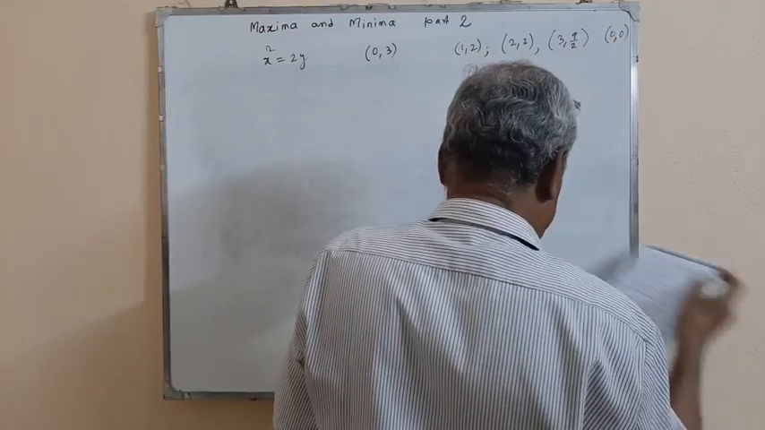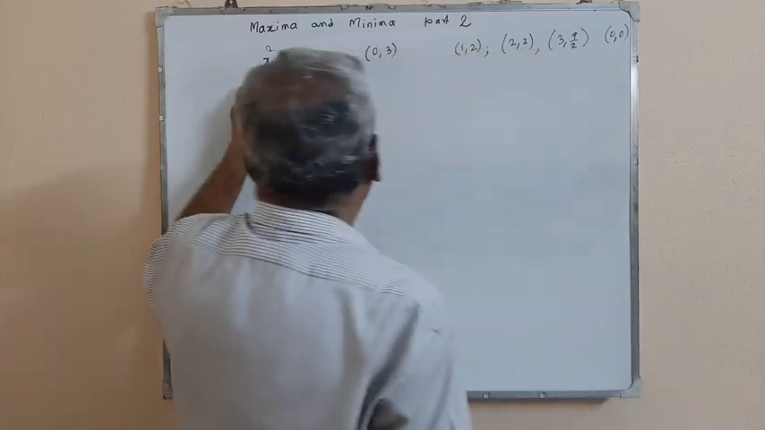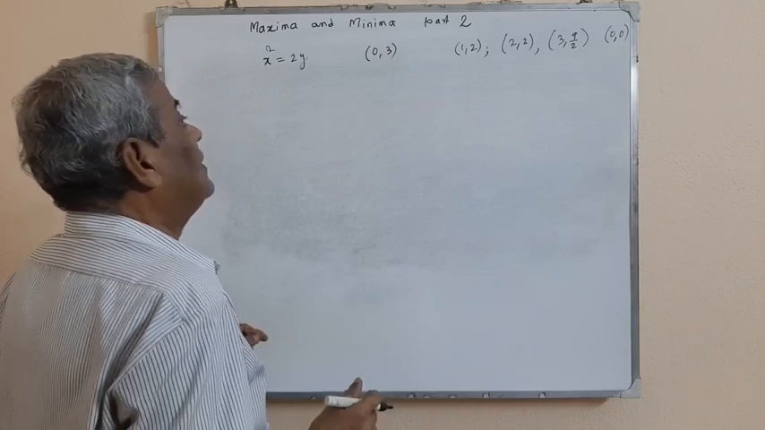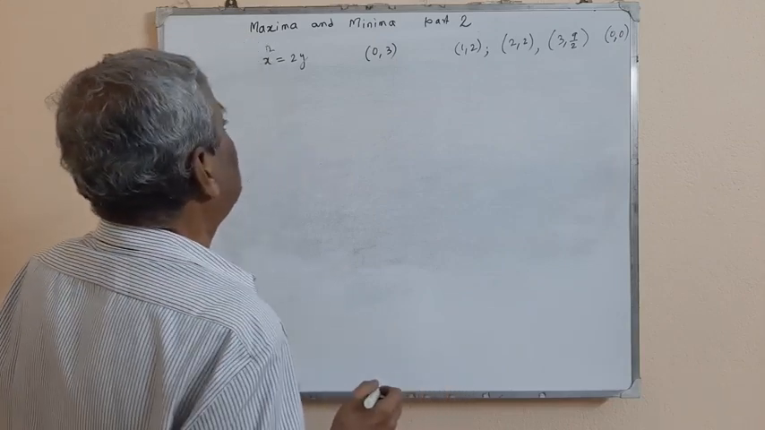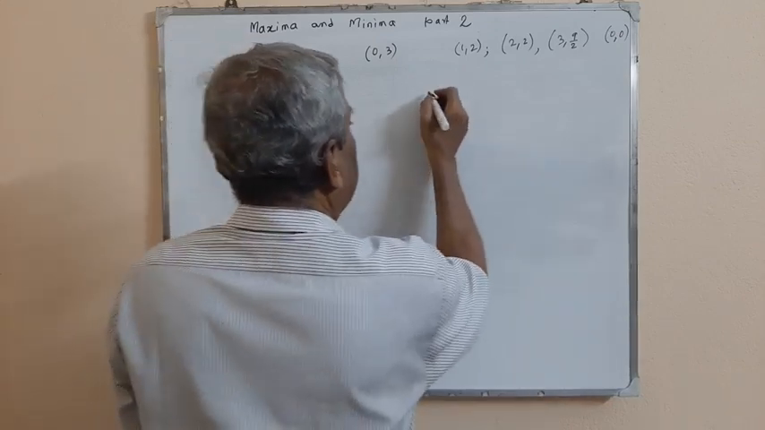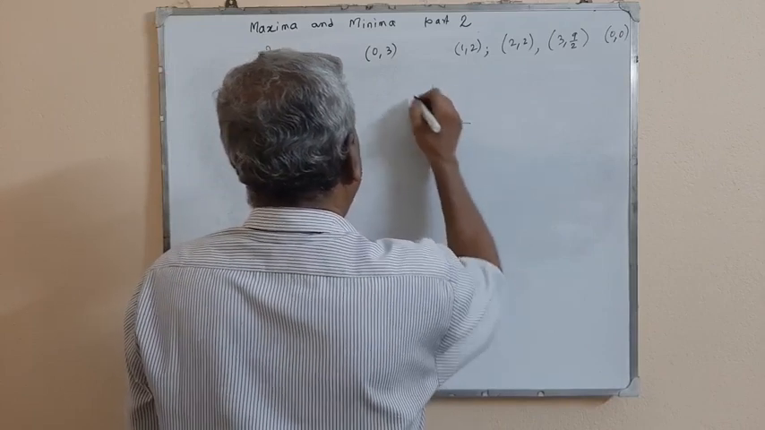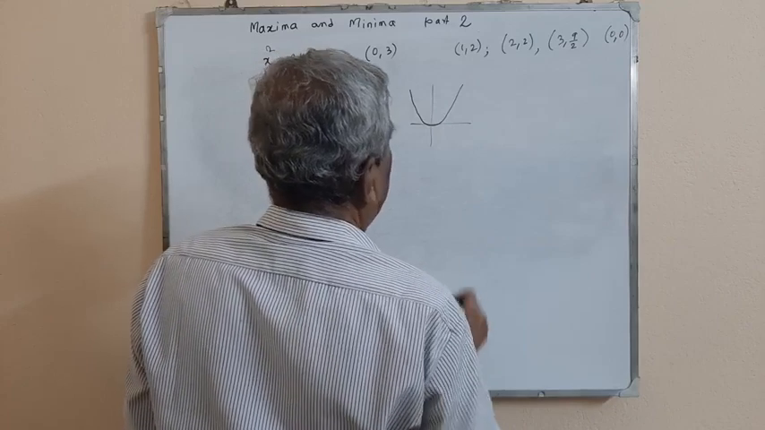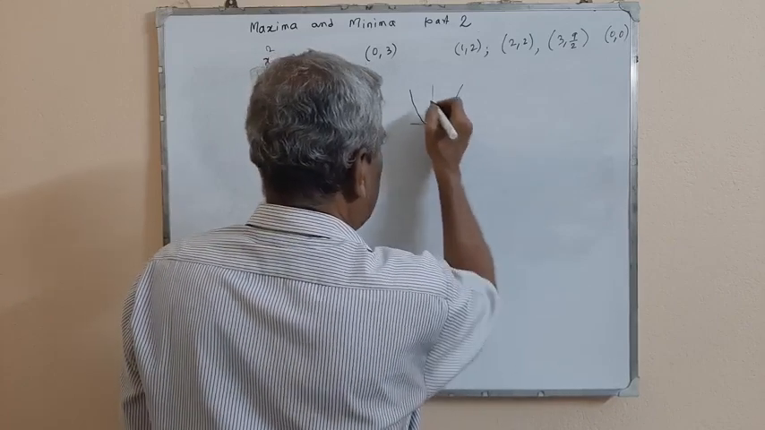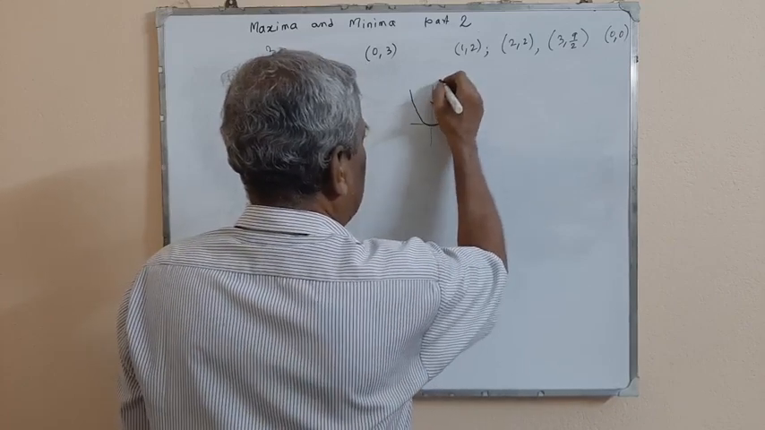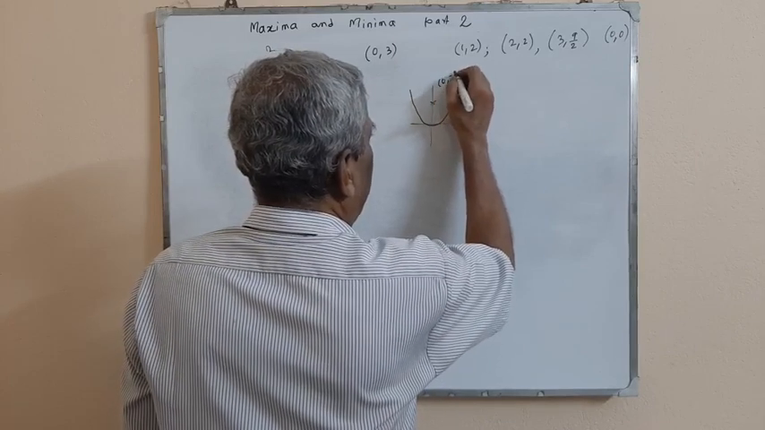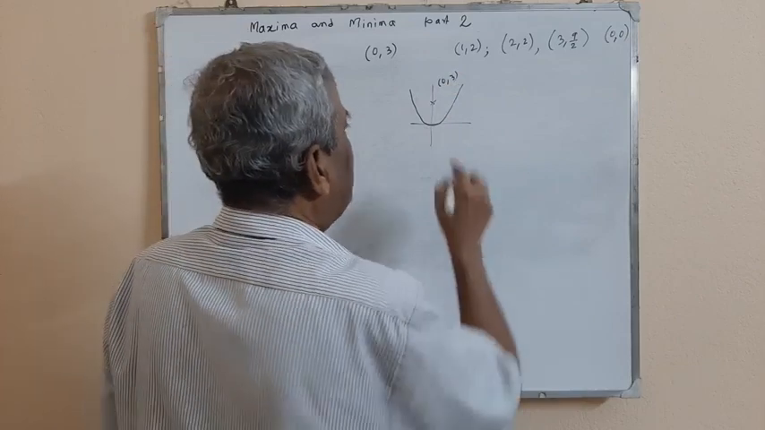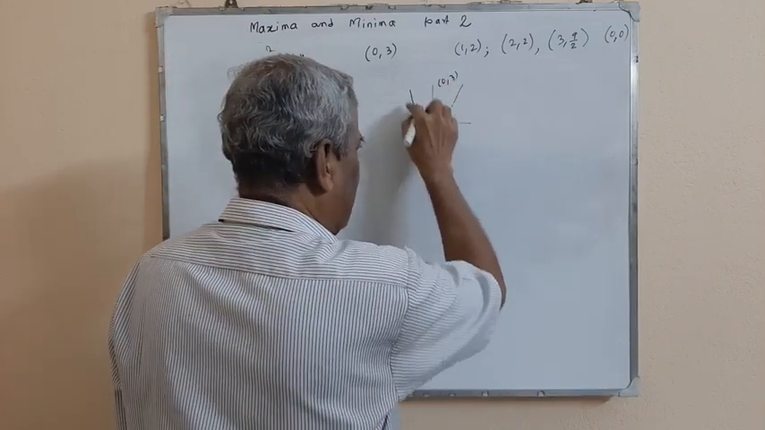So this is a curve, x square is equal to 2y. It is a parabola, and 0, 3 is a point over there. We have to find the minimum distance of that point from that curve.